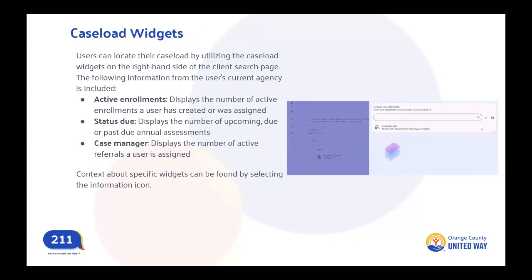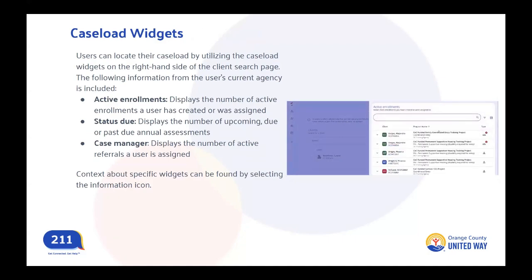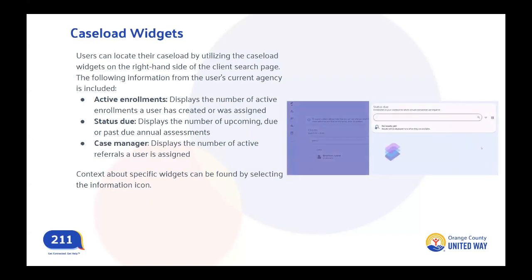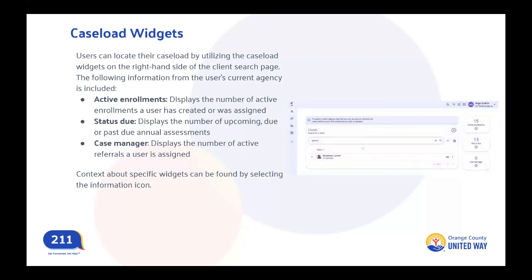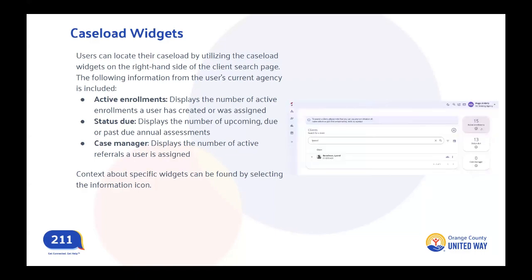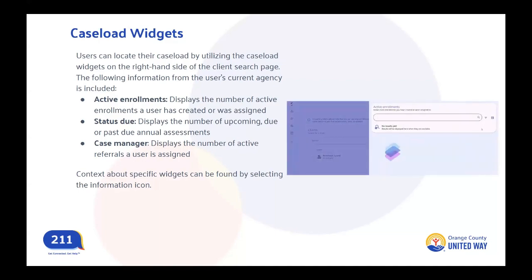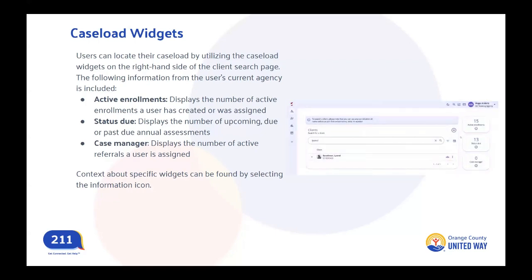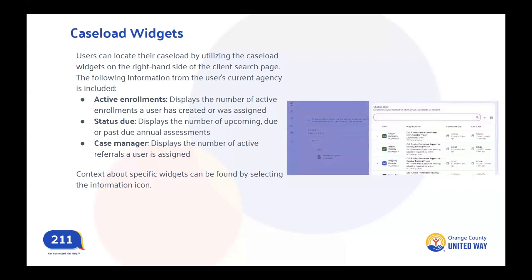Caseload widgets. Users can locate their caseload by utilizing the caseload widgets on the right-hand side of the client search page. The information from the user's current agency is included, such as active enrollments, which displays the number of active enrollments a user has either created or was assigned to, status due, which displays the number of upcoming, due, or past due annual assessments, and case manager, which displays the number of active referrals a user is currently assigned. Context about specific widgets can be found by selecting the information icon, and these widgets also appear on the client search page for ease of use, as they were previously located on a different page.